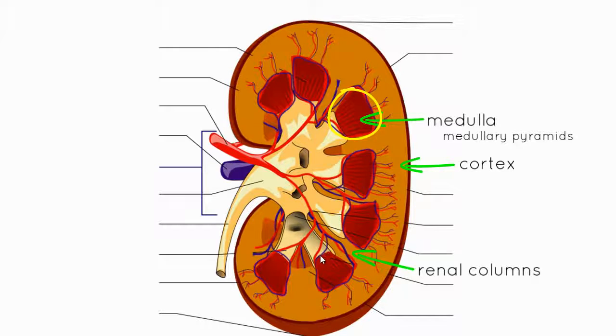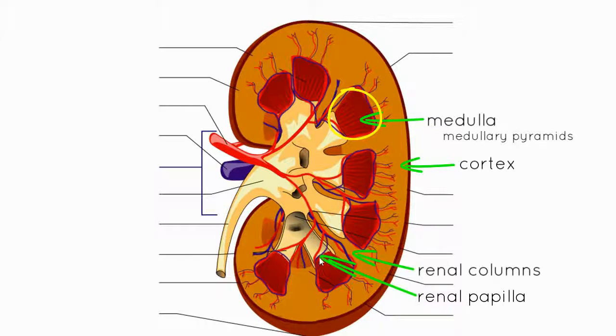So the apex, this little tip of the renal medulla, is called the renal papilla. So the word papilla is Latin for nipple, and it crops up quite often in anatomy. So you've got the major duodenal papilla in the duodenum, and it's kind of like, I guess, nipple shaped. So this little tip is called the renal papilla.